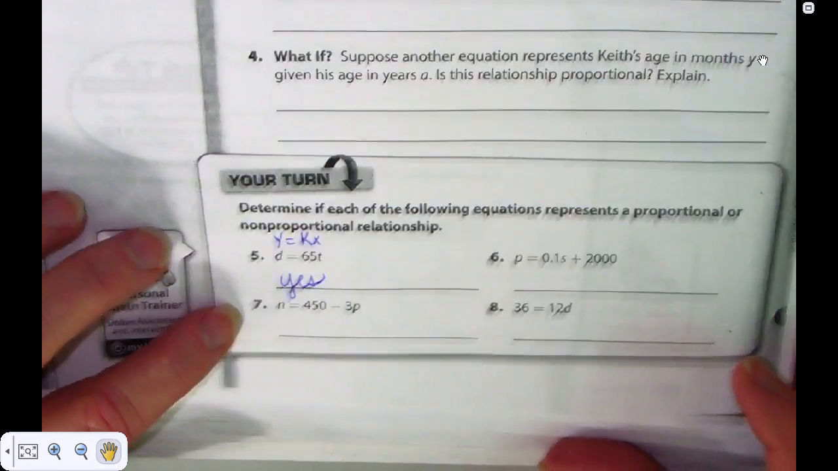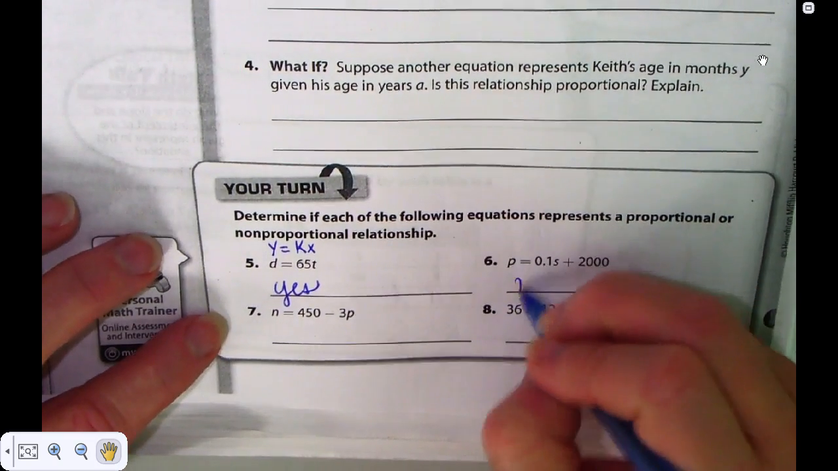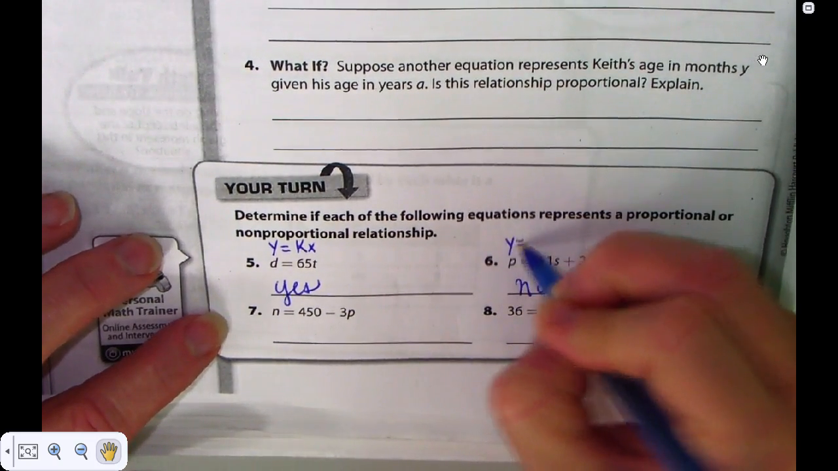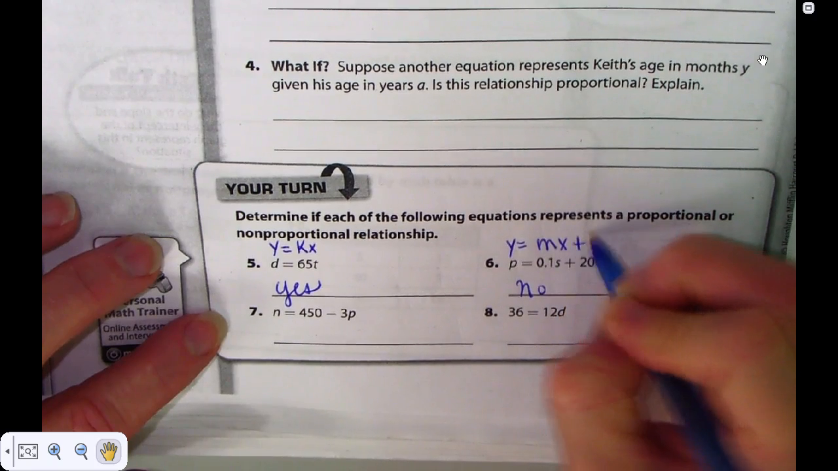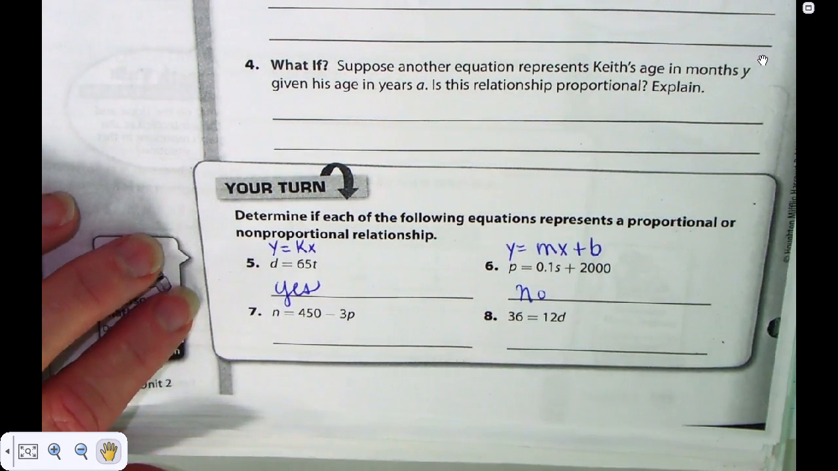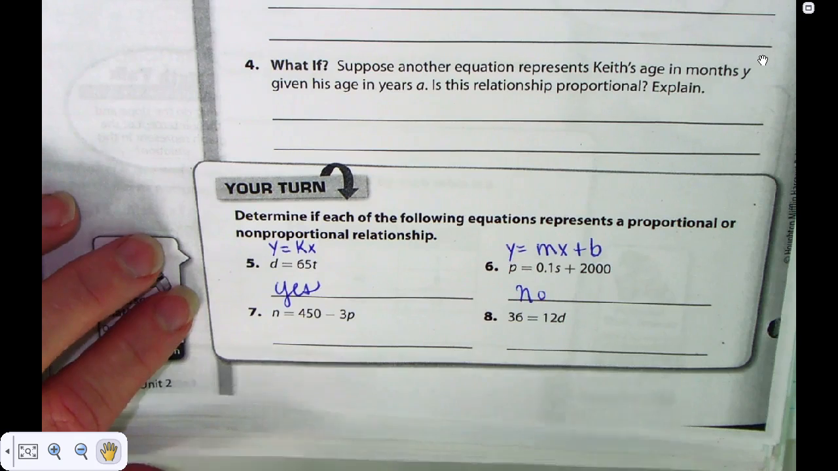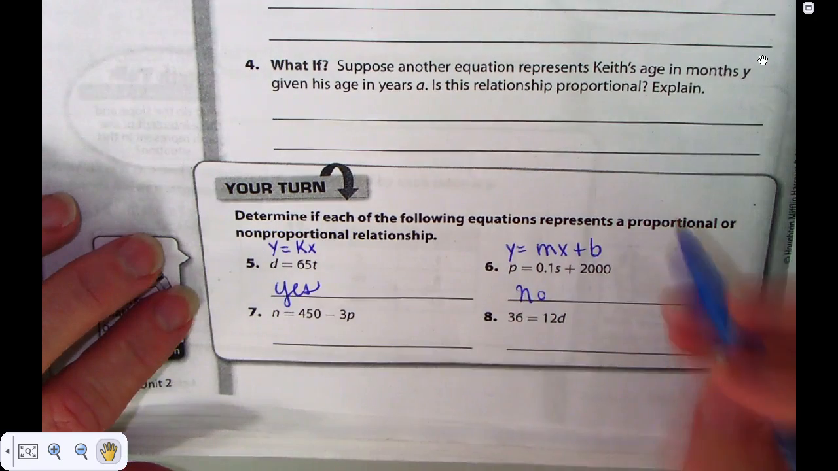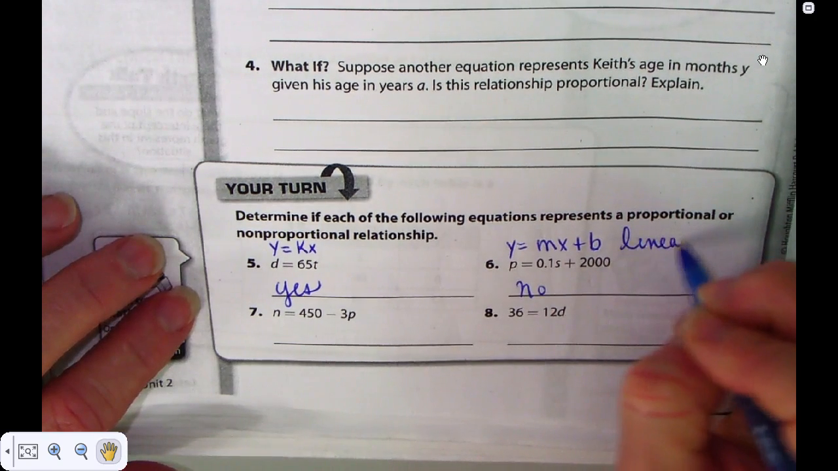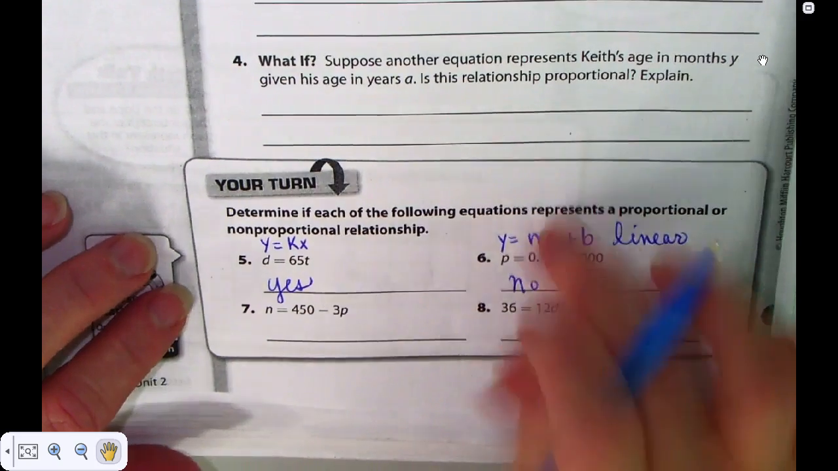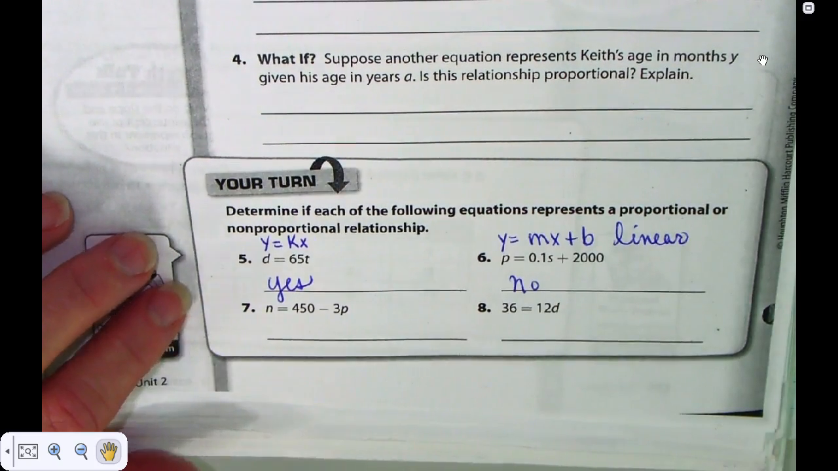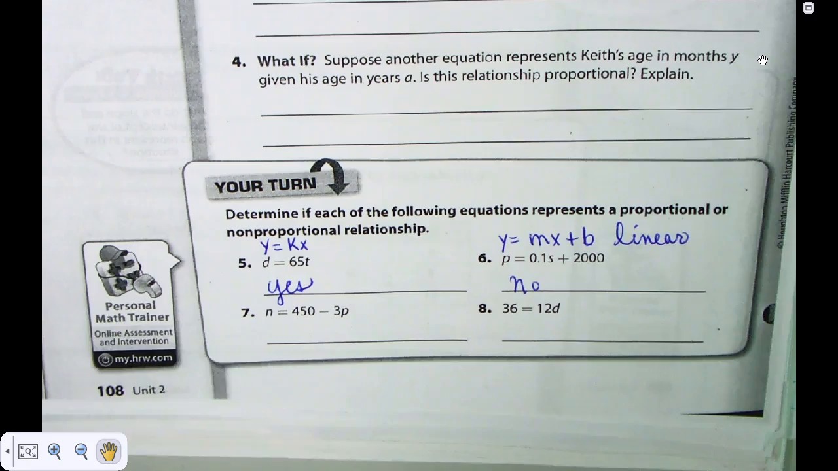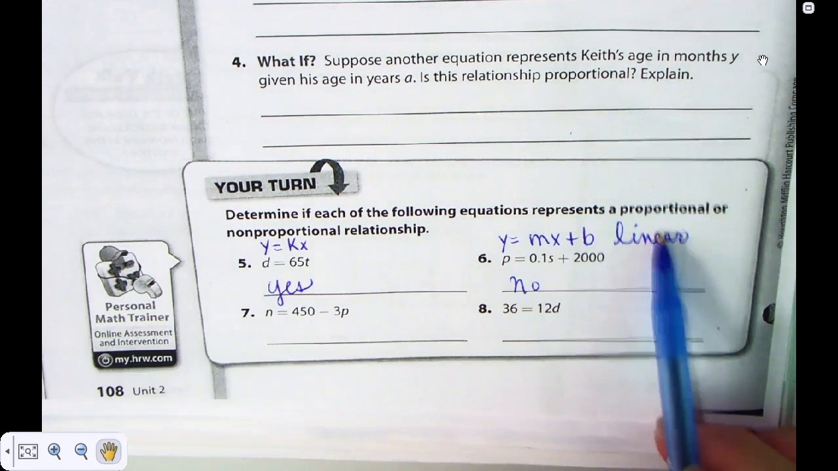Okay, look at number 6. Is that going to be proportional? No. Everybody right above it, y equals mx plus b. Is it in that form? Yes. Is it linear then? Yes, it's linear. If it's linear, it's in that form. It's not proportional. It won't go through 0, 0, but it will be linear.